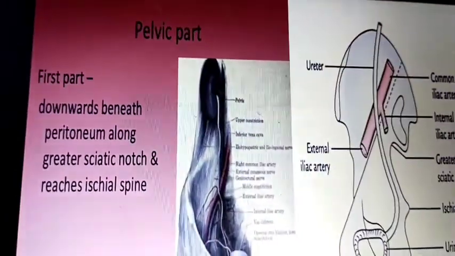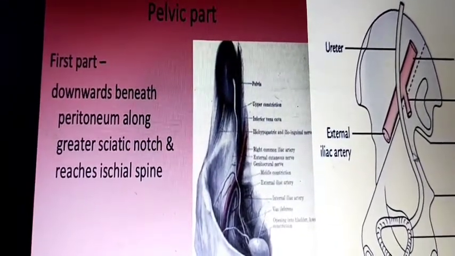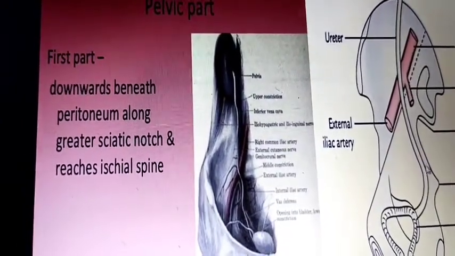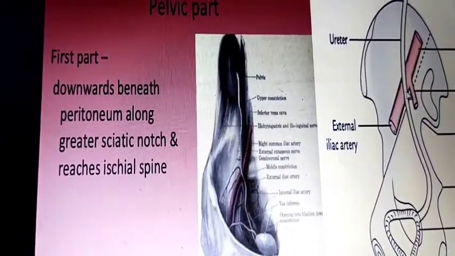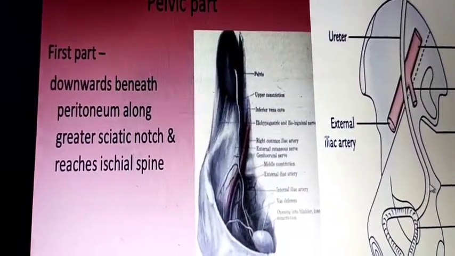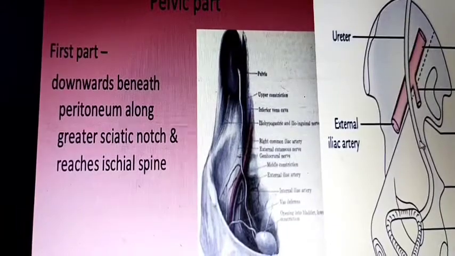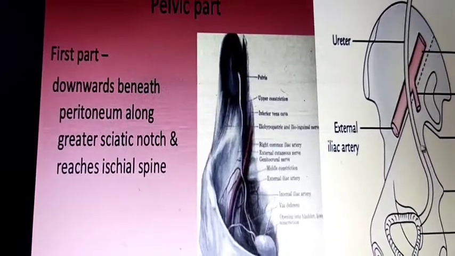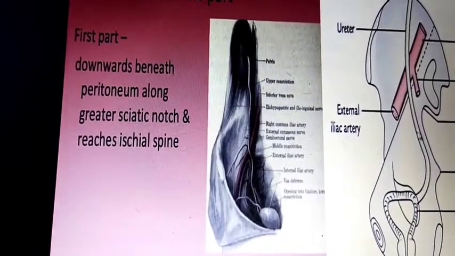In the pelvic part, in the first part, it runs downwards beneath the peritoneum along the sciatic notch to the ischial spine. This much is the first part, from the termination of the common iliac artery to opposite the ischial spine. It goes downwards, backwards, and laterally along the greater sciatic notch and reaches opposite the ischial spine.